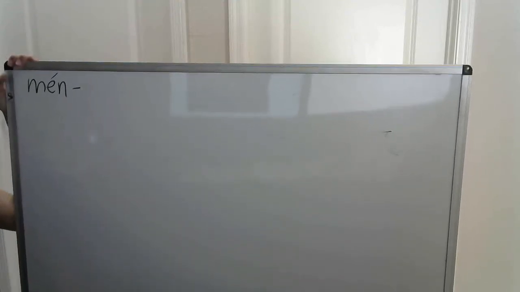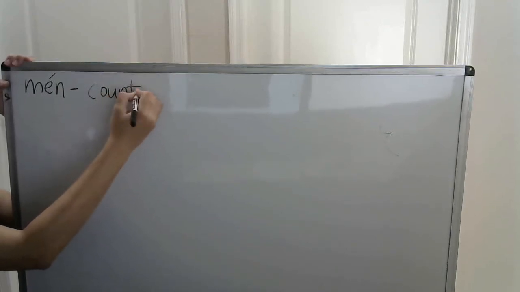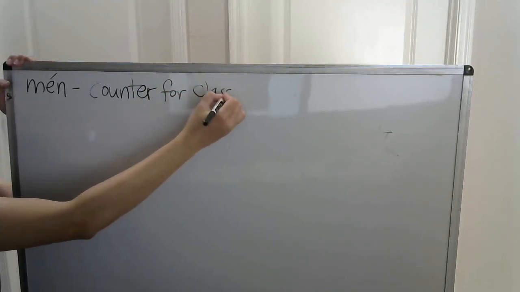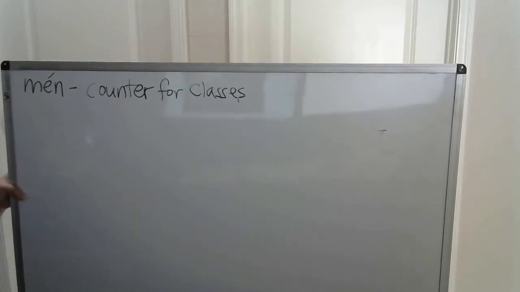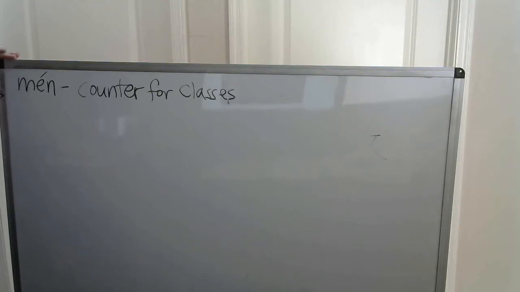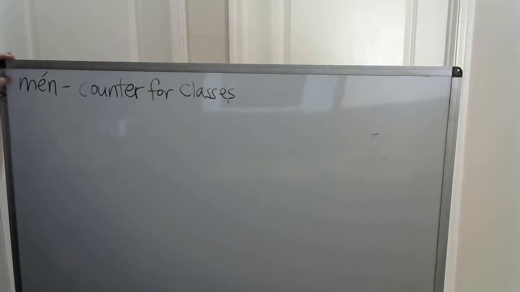Okay. 门 is going to be our counter for classes. Okay, so like how many classes you have. If you want to say I have 5 classes, you have to say I have 5门课. Okay, 门 is the counter for classes.